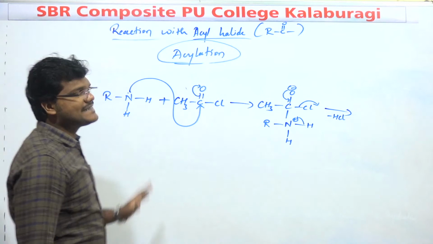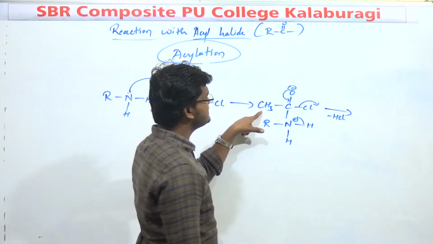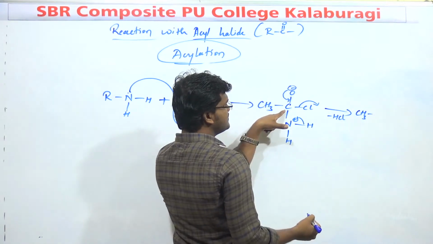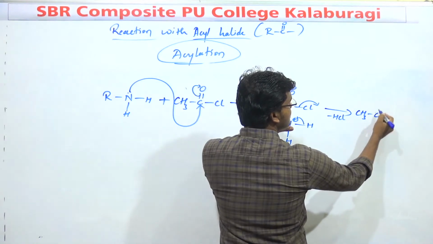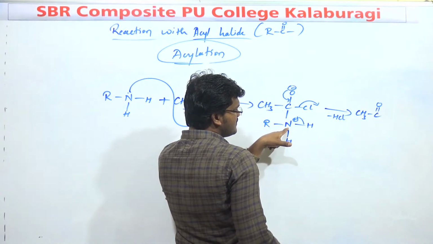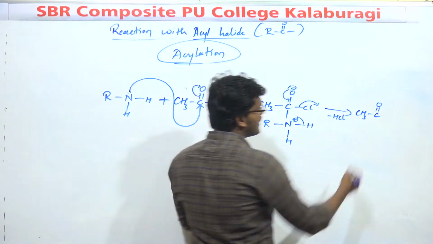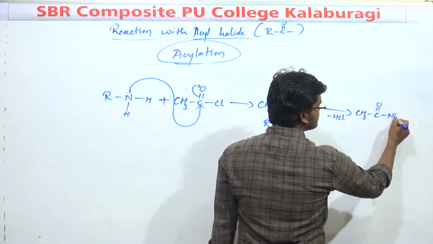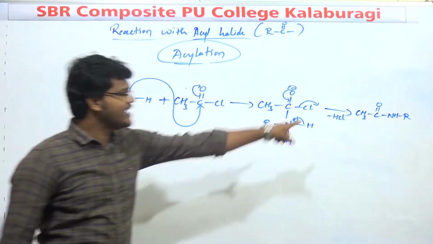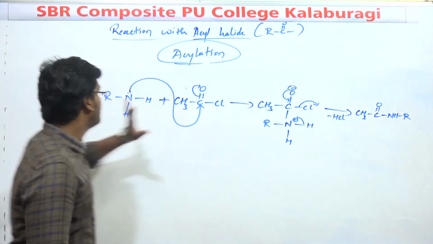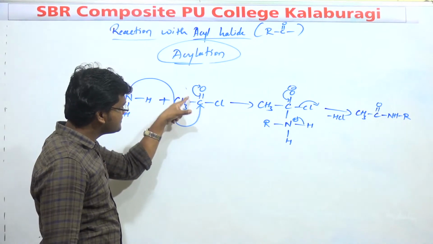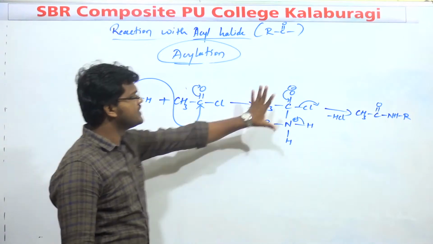Then will you please write the product? Yes. This is CH3, C double bond O, no Cl. So I am having N, there is only one hydrogen now, NHR. So CH3CONHR. Correct, no? This is the right product. Yes or no? See what happens. These electrons are going to attack this carbon, and there will be a transfer of pi electrons. I am going to get this compound.